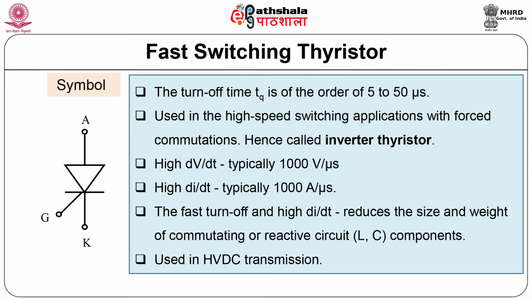Fast switching thyristors. These are the SCRs only, but turn off time is less, of the order of 5 to 50 microseconds. These are used in high switching applications. Since these are used for inverters, these are called as inverter thyristors. It has a high dV by dt and high dI by dt. It has fast turn on and turn off time. Because of that, it reduces the size of the commutating components.